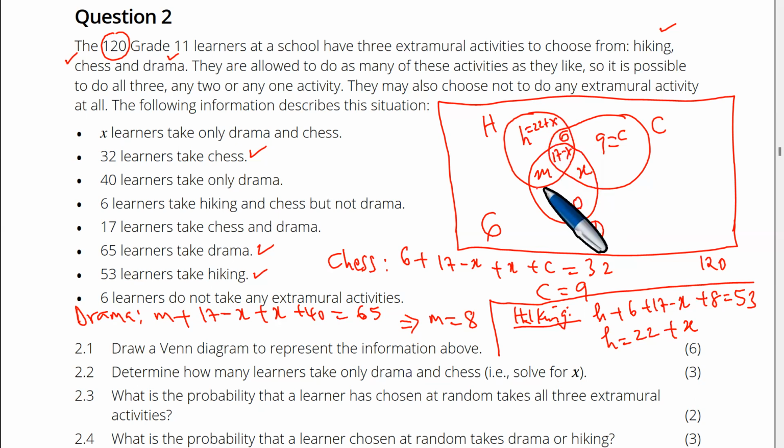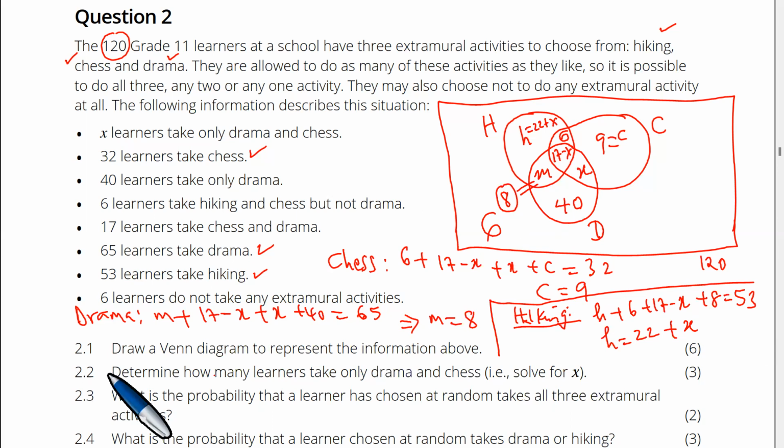22 plus X. Right, your M is actually exactly 8. So you put your M equals 8. It must not be mixed with the 6. And then also you have about that. Okay, right. So we've drawn the Venn diagram there. These calculations go with the Venn diagram. Okay, the other things we have done for the chess, the drama, and the hiking. All right, we continue.